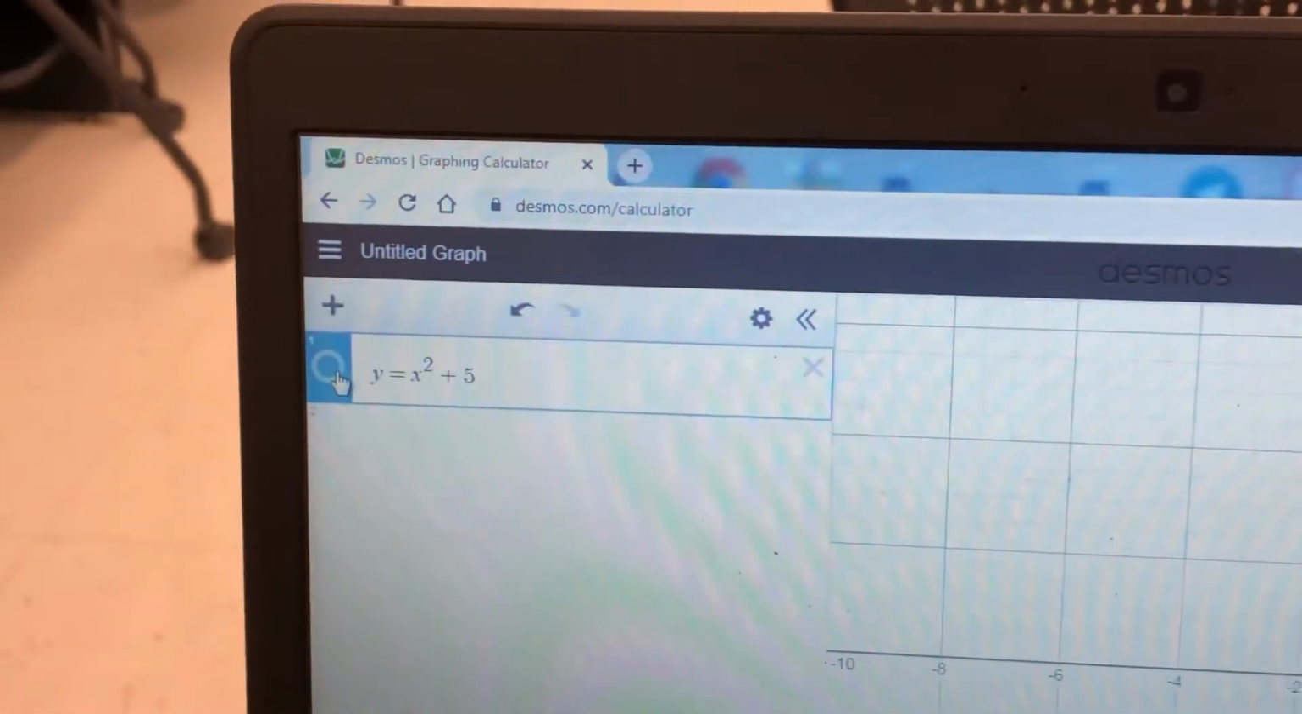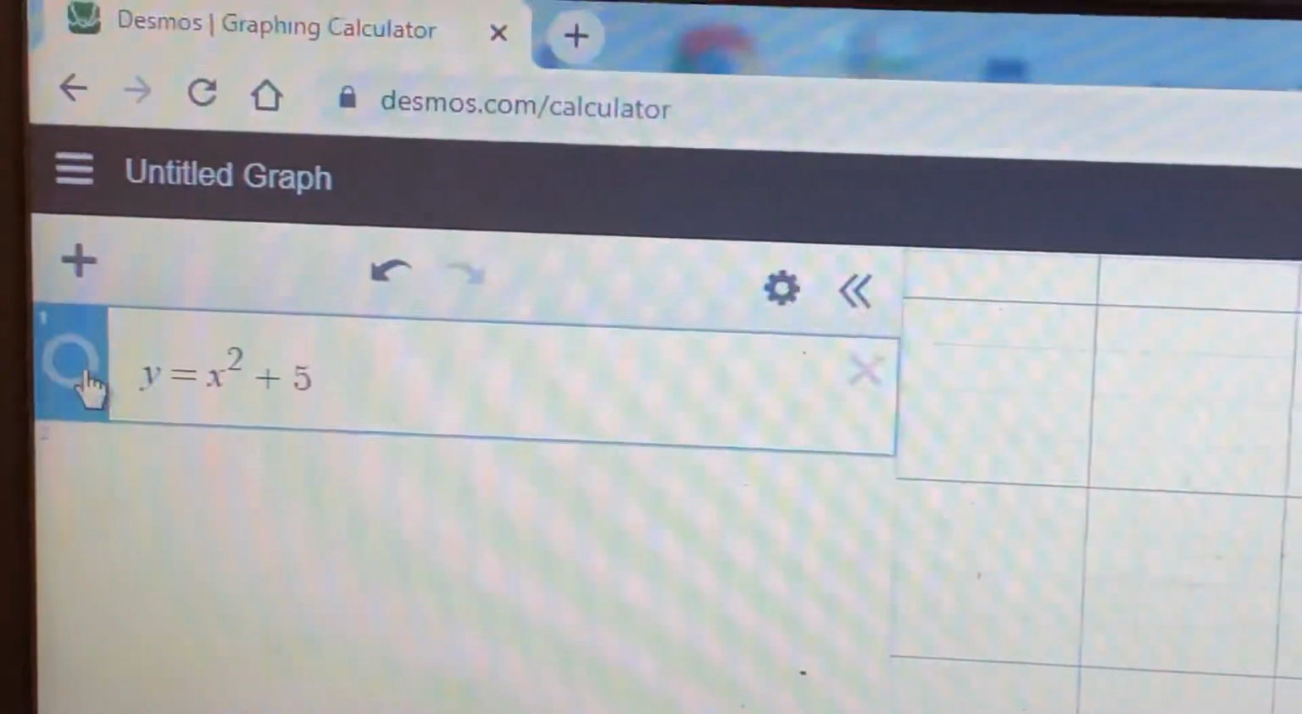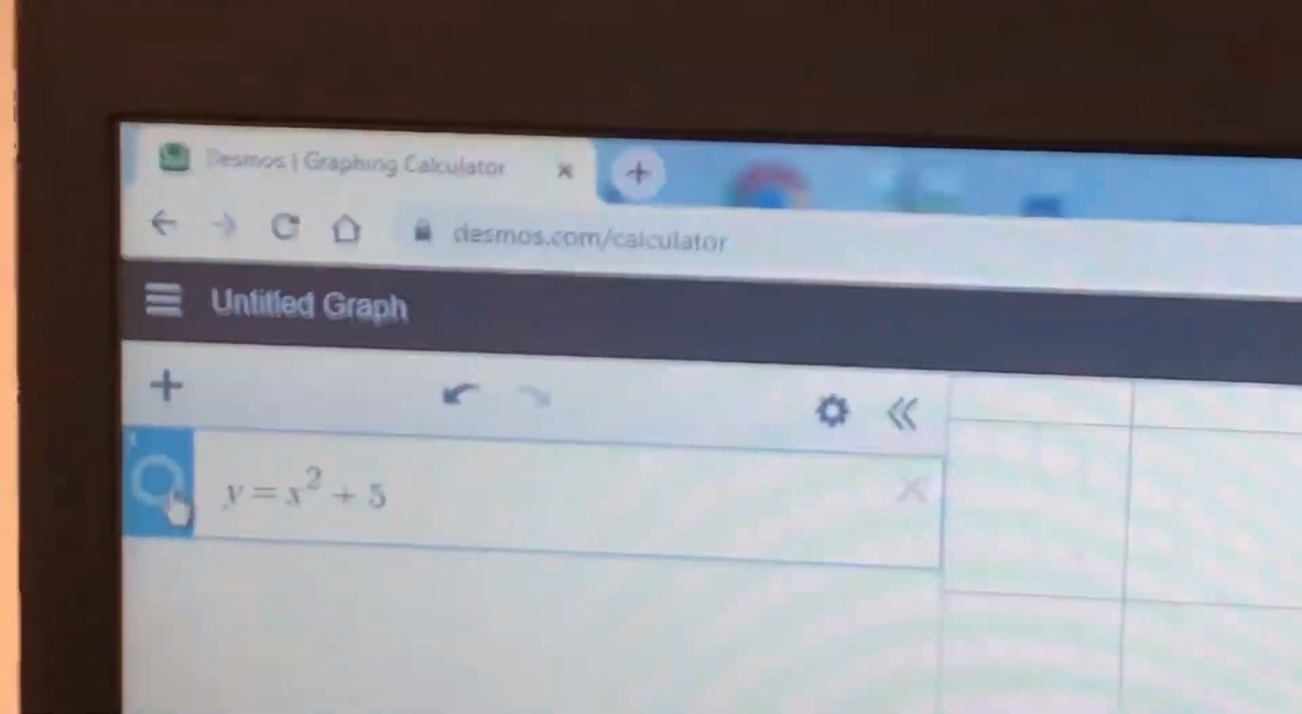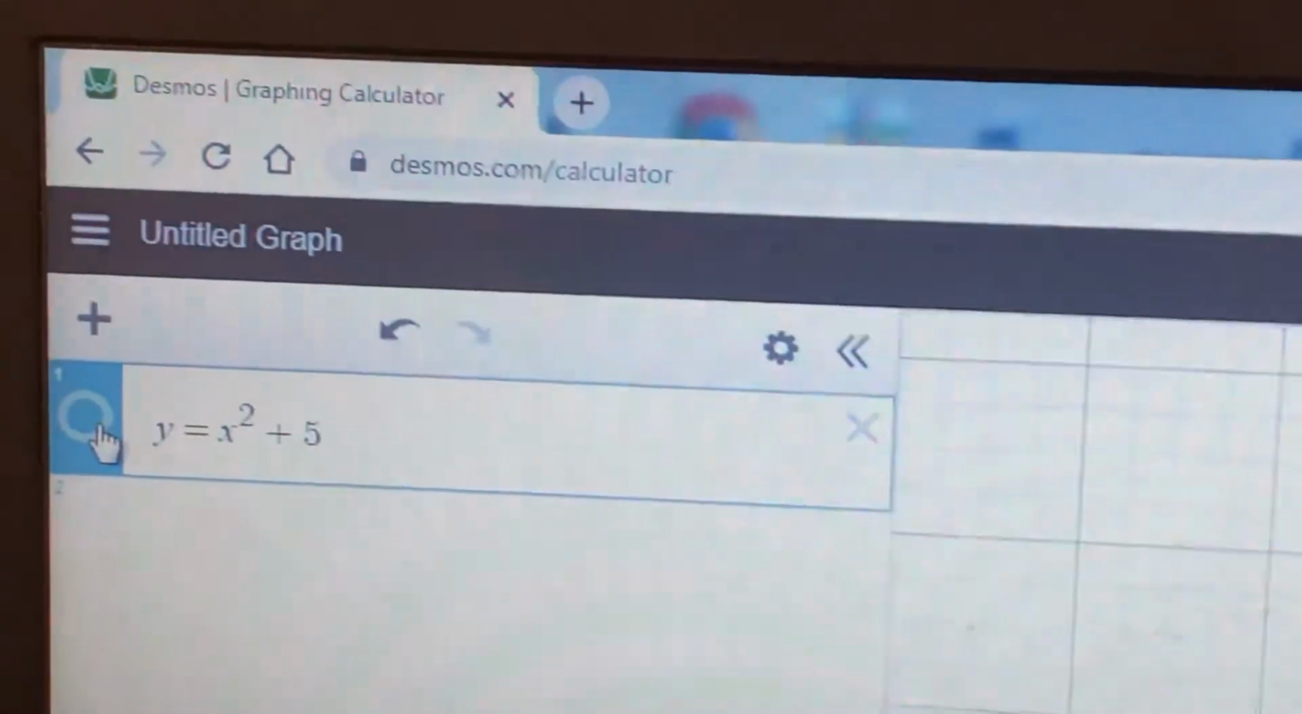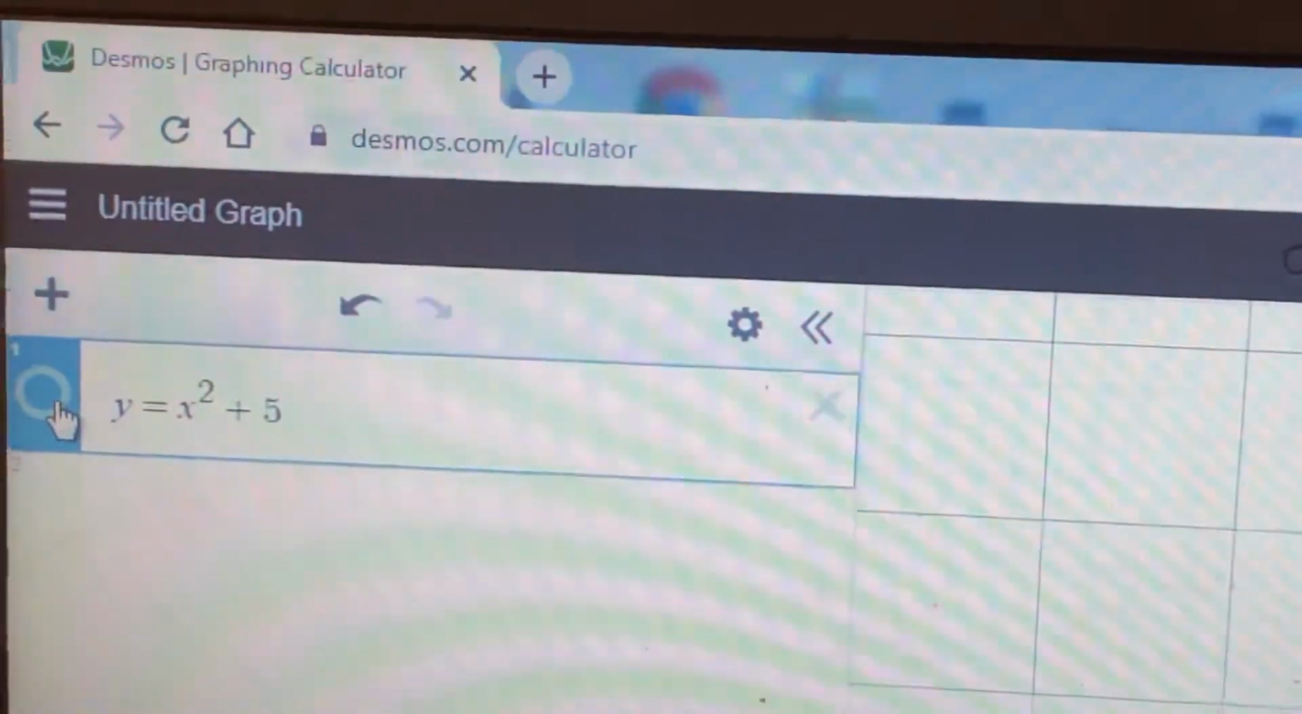Now, before I click it, in a previous video, I said the more you know about equations and functions, the less work you have to do about graphing. I know exactly what this graph is going to look like because I know two things.